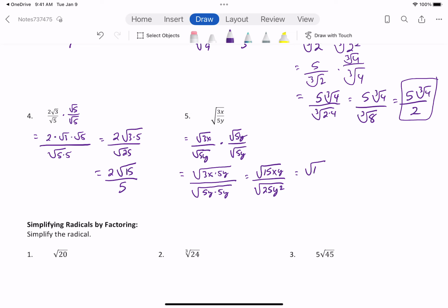So we can't really do anything with the one in the top. But 25y squared, those are both perfect squares, right? So remember, if you want to do it this way, then we know that index and root will cancel, and I'm going to have a 5y left in the bottom.